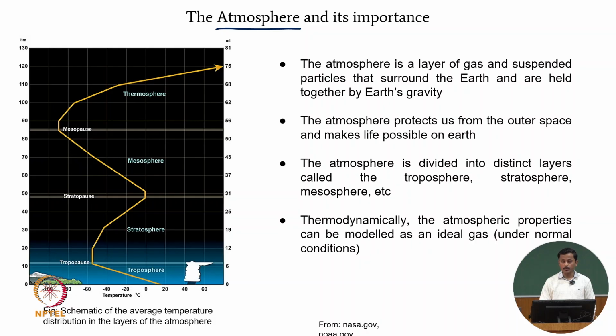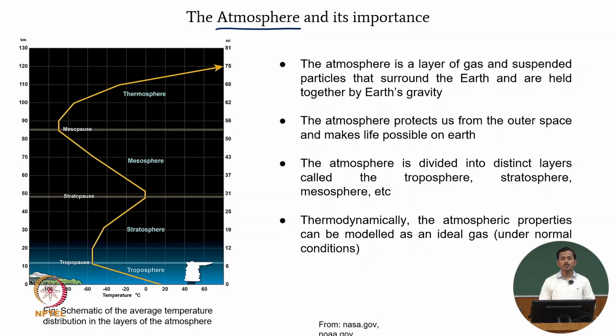First, the definition. Atmosphere is a layer of gas and some suspended particles that surround the Earth and are held together by Earth's gravity. So this can contain a lot of gases, mostly it's nitrogen, oxygen, and some other gases in smaller quantities like argon and ozone. And the atmosphere protects us from the outer space, and this makes life possible on Earth.